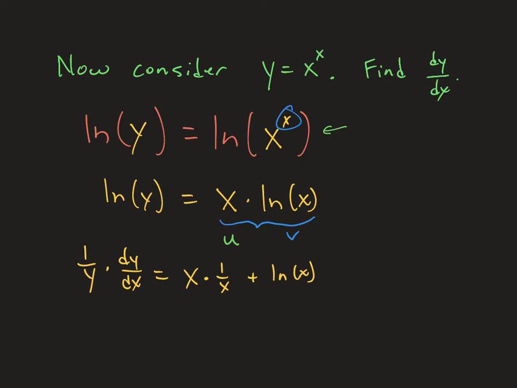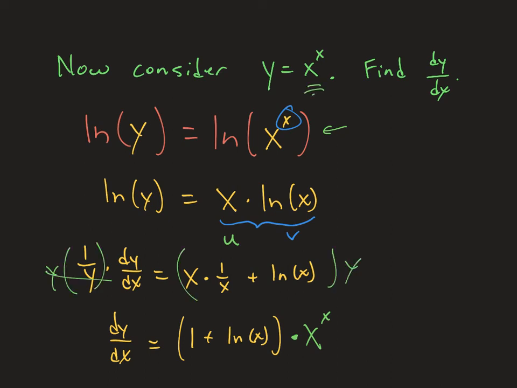And this just simplifies to 1 plus natural log of x. And then to solve for dy over dx, we're going to just multiply both sides by y. So I have 1 plus the natural log of x times the original expression, which was x to the x power. Right? All I did after I cleaned this up is I multiplied both sides by y.